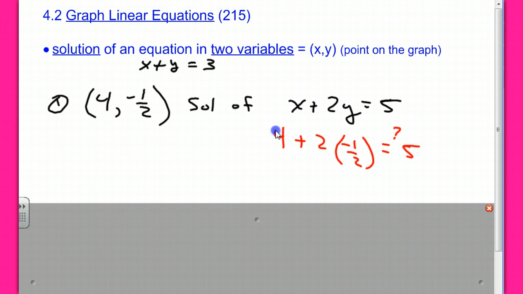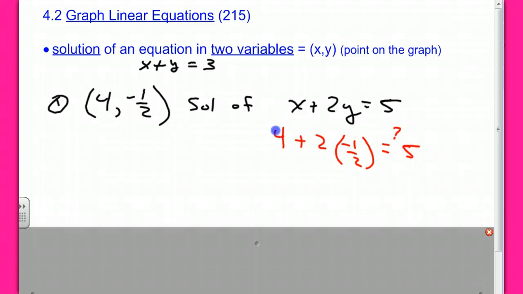So what is 2 times -½ Do you know? It cancels out. Doesn't it cancel out? It feels like it's canceling out, and so what do you get when you have 2 times -½ -1. You get -1. So this is saying 4 plus -1, does that equal 5? 4 plus -1? No. So we would say this is not a solution. And you can abbreviate, just say NS. It's not a solution.